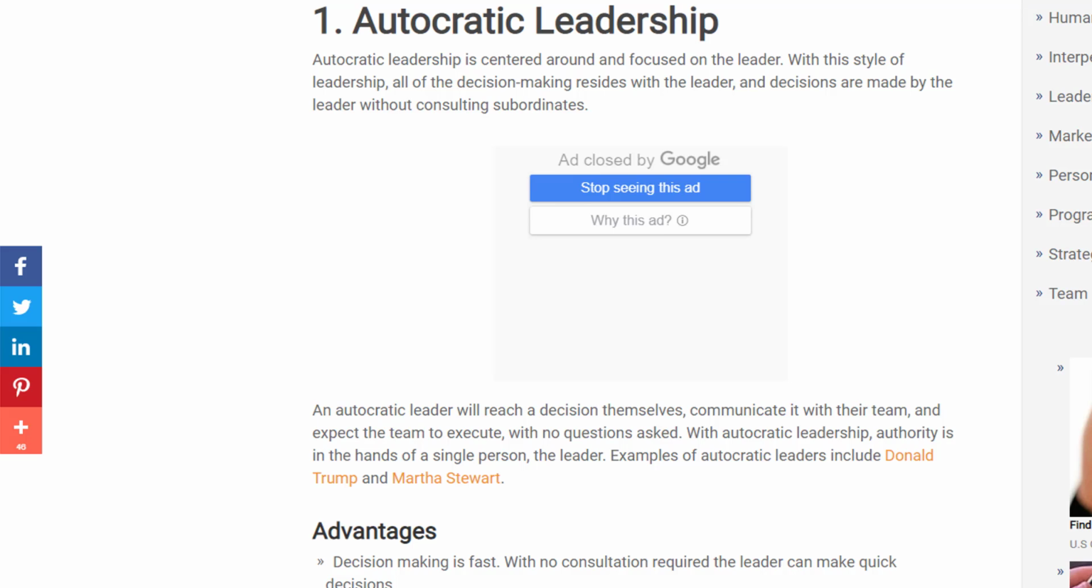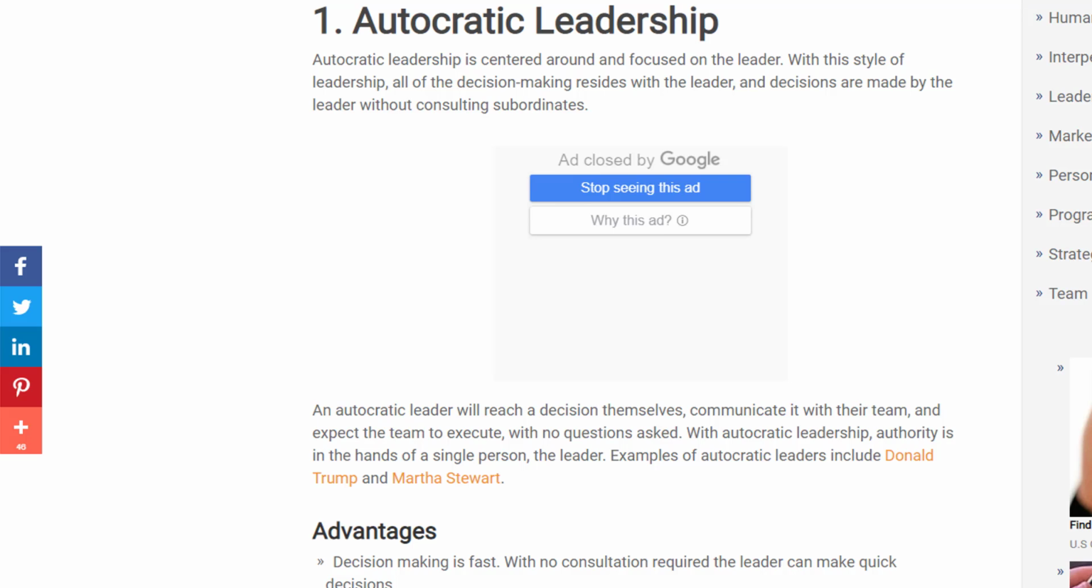So the first one we're going to look at is the autocratic or the authoritarian leader or leadership style. Now, who or what is an autocratic leader? Autocratic leadership is centered around and focused on the leader. With this style of leadership, all of the decision making resides with the leader, and the decisions are made by the leader without consulting subordinates. So the key takeaways there are that the decisions are made by the leader and the leader only, and they don't consult anybody they consider under them. They don't consult anybody at all.